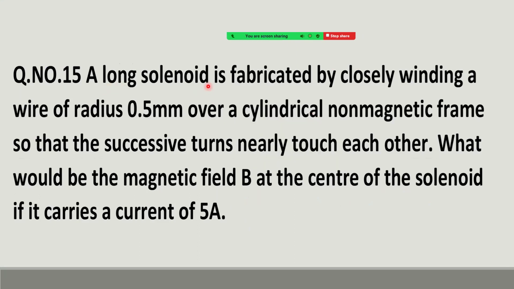A long solenoid is fabricated by closely winding a wire of radius 0.5 mm over a cylindrical non-magnetic frame so that the successive turns nearly touch each other. What would the magnetic field be at the center of the solenoid if it carries a current of 5 ampere? Let us see how to start it.